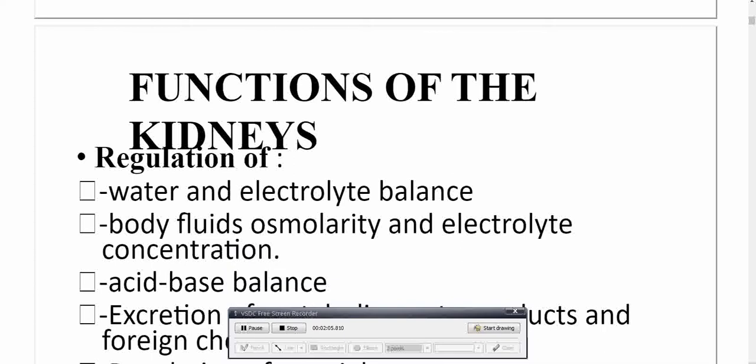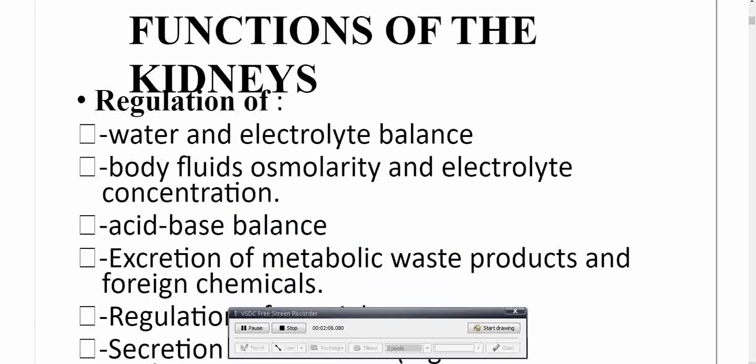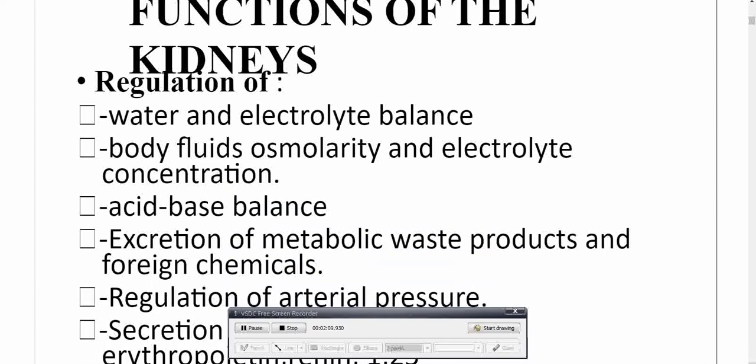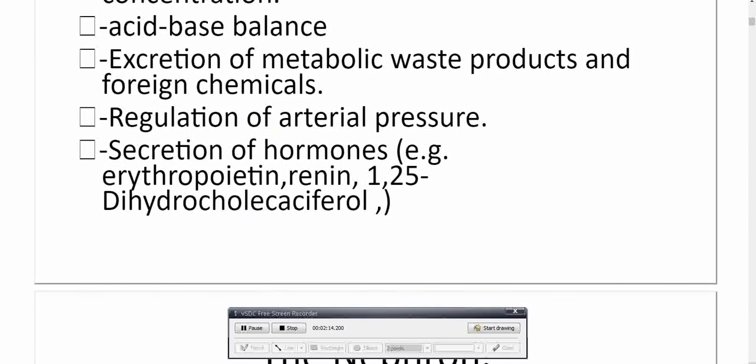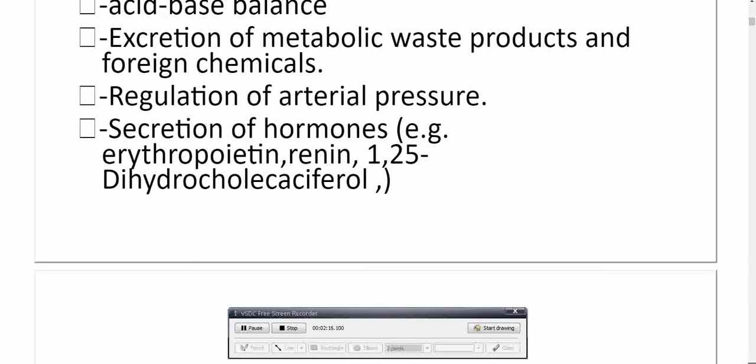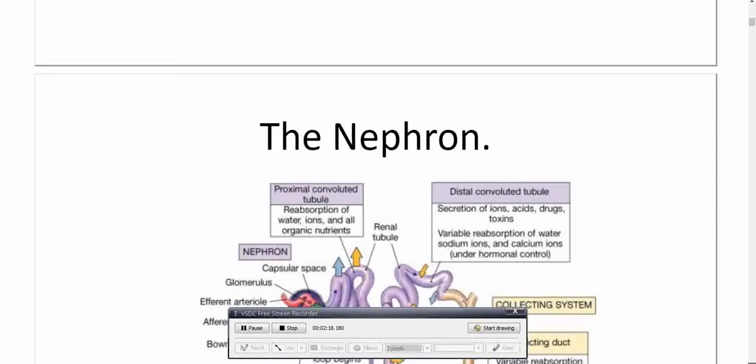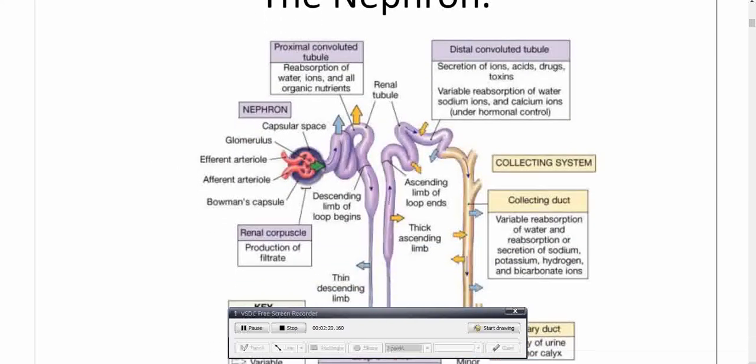Function of the kidneys: regulation of water and electrolytes, that is one. Body fluid osmolarity and electrolyte concentration, acid-base balance, excretion of metabolic waste, regulation of arterial pressure, secretion of hormones as well. And again, nephron, you should know what is on the video, what you're watching.